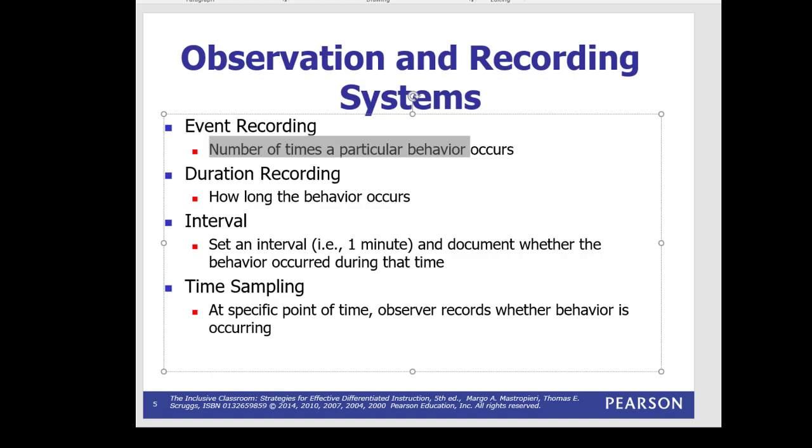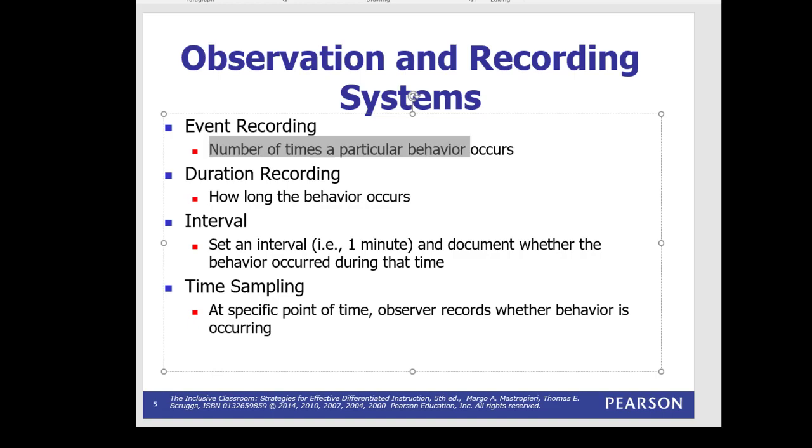Interval recording. Basically, you set up periods. Basketball has 4 quarters, football's got 4 quarters, baseball has 9 innings. Those are all scheduled intervals. So in a 30-minute observation, we can have a certain number of intervals. We could do 1-minute intervals, so we'd have 30 of them. It could be 5-minute intervals, and there'd be 6 of them. If the child exhibits a specific behavior in that period of time, we just shade in the box. If they don't exhibit the behavior, we leave the box blank.